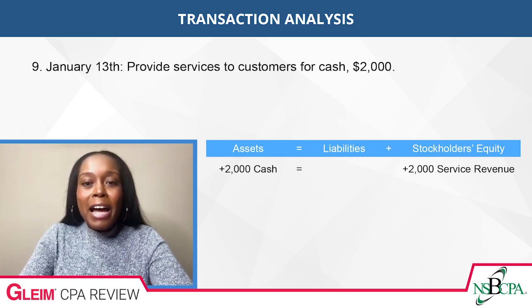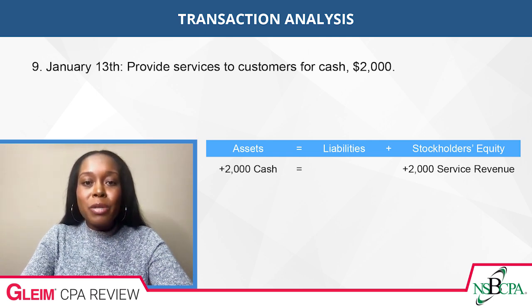Okay, we provide services to customers on January 13th, and they pay us $2,000 cash. The asset cash increases $2,000. When we provide services to customers, we earn the related revenue. The revenue recognition principle under accrual accounting is the rule that we are following here. When do we get to record the revenue? When we provide the service.